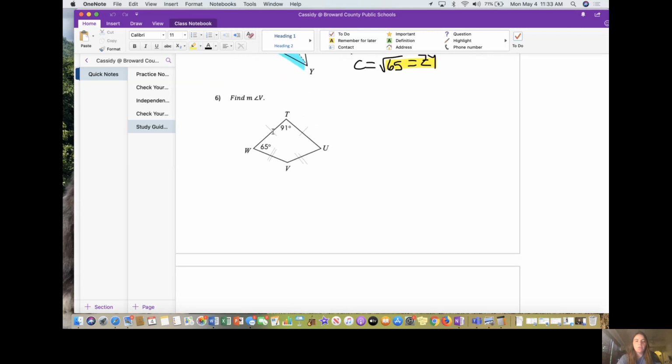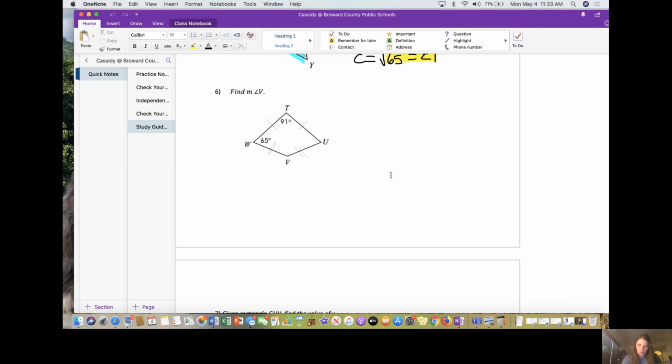All right, find the measure of angle V. So this is a kite. Sorry for the horrendous drawing and tick marks and all sorts of things, but this is a kite. The reason we know it's a kite is because it's got sides right next to each other that are congruent. So adjacent sides are congruent.